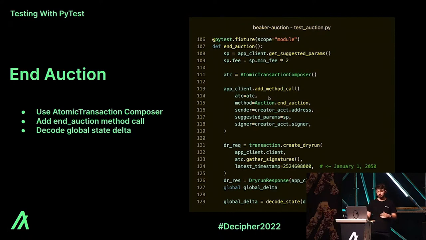And then once we form the dry run, we then call appclients.client.dryrun. So we're still connecting to AlgoD through our app client, but we're just calling the dry run endpoint rather than .call, and then we are getting the global delta. And so what this basically is, it's a summary of what global state has changed throughout the course of the smart contract execution.